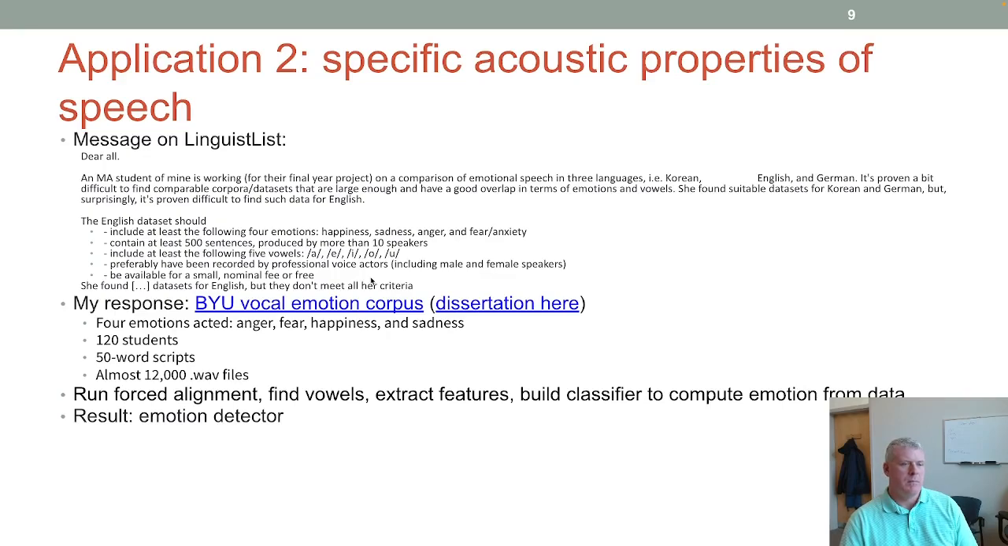Application 2 of forced alignment systems is you can look at specific acoustic properties of speech. Here's a message on Linguist List that was sent about a year ago from time of recording. It says, "Dear all, an MA student of mine is working for their final year project on a comparison of emotional speech in 3 languages." Those languages, good. And so they're looking for emotional speech.